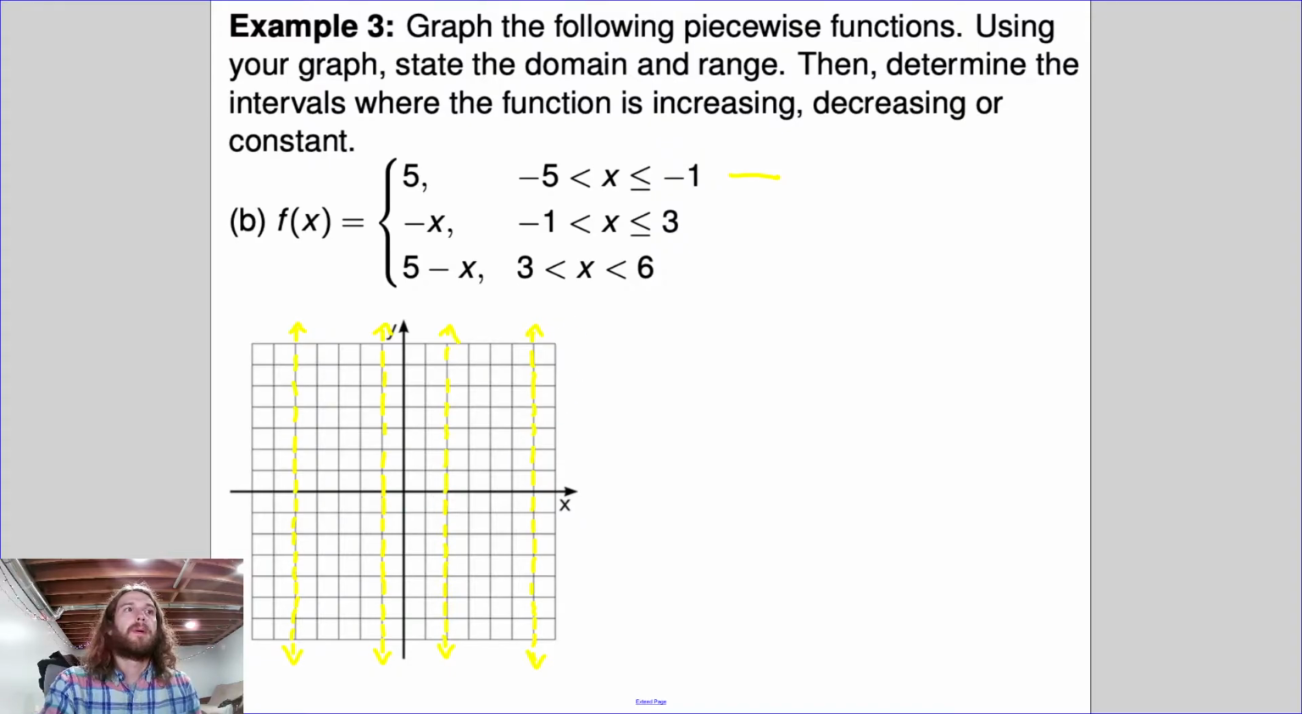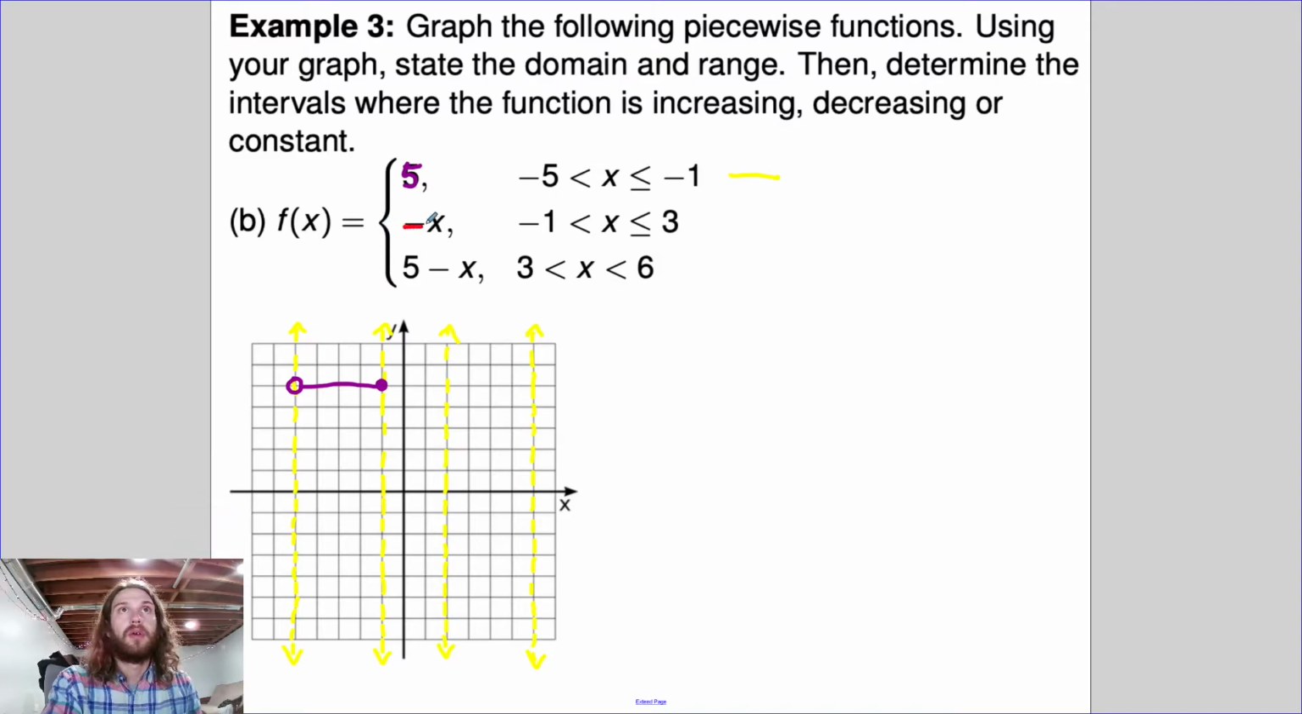Okay, all right, let's come through. You guys are getting story time in the background too. Lucky you. Okay, the function 5 from negative 5 to 1, excluding negative 5, including negative 1. So it is open circle here, closed circle here, connect the dots. Next one.